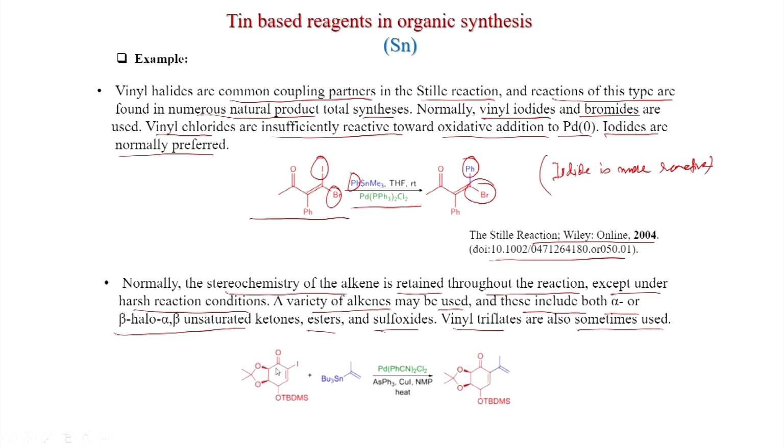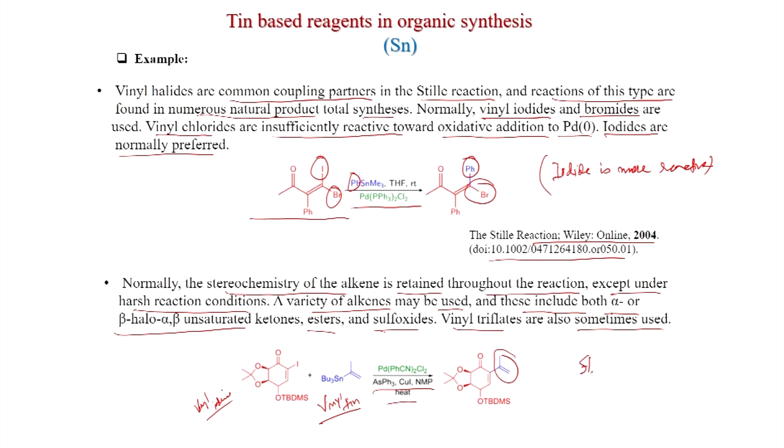If you see this, this is vinyl iodide and this is vinyl tin reagent, and with this palladium catalyst PdPh(CN) whole to Cl2, and these are the other co-catalysts and additives, and then you get the Stille reaction. So, you see this double bond geometry is intact. So, you get this product.